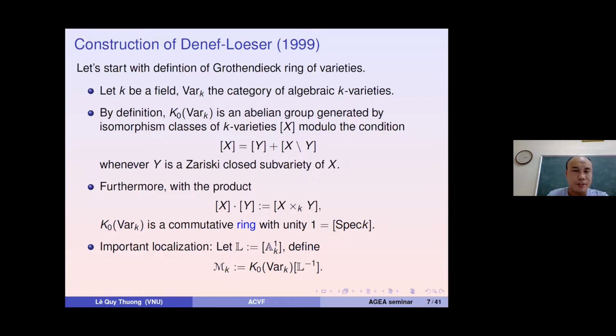It becomes a ring with the product: the class of X times the class of Y is the class of the fiber product of X and Y. This is a commutative ring with unity, the unity being the class of Spec K. We also use the localization of the Grothendieck ring of varieties, denoted by M_K, by inverting the class of the affine line A^1.